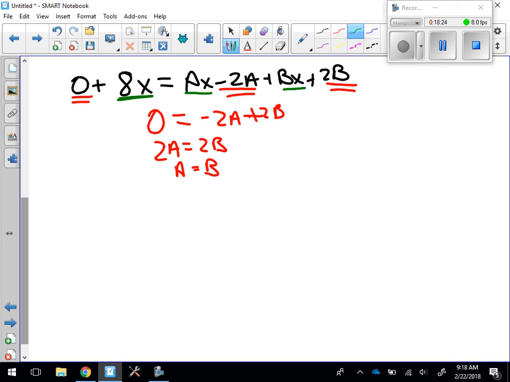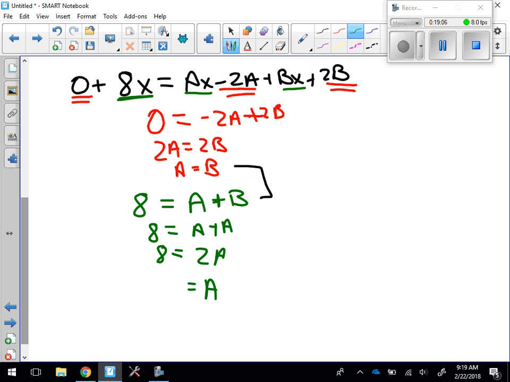So those were the constants. I'm going to do the same thing with the coefficient of my x's. On the left-hand side, the coefficient of my x's is 8. And on the right side, it's a plus b. Lo and behold, two equations, two unknowns. I know that a is equal to b, so I'm just going to solve for a. So I have 2a is equal to 8, so a and b are both going to be equal to 4.